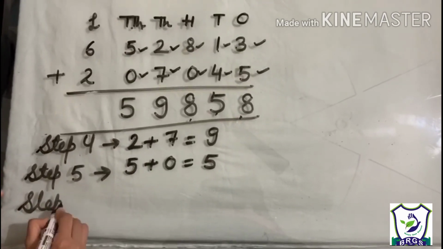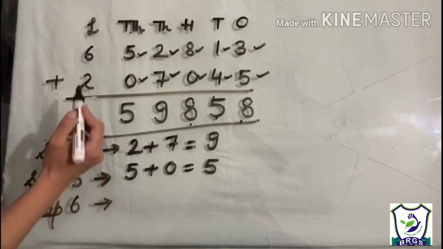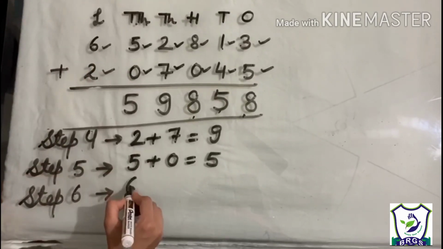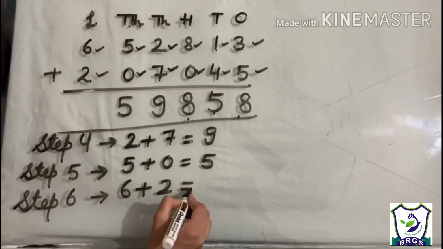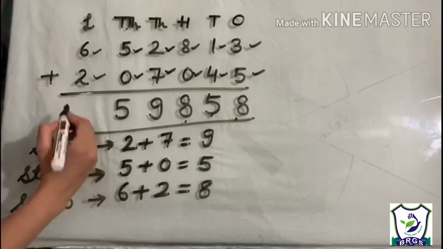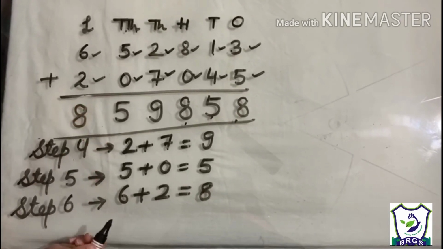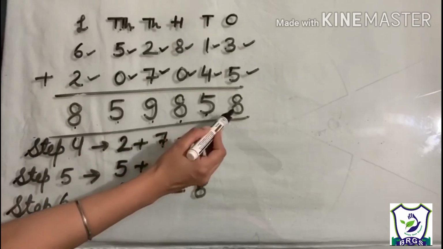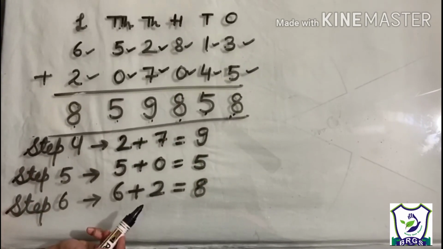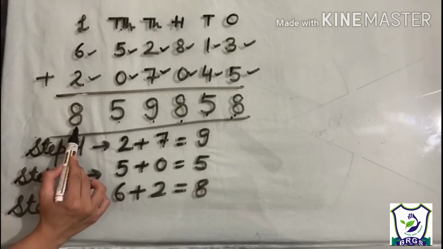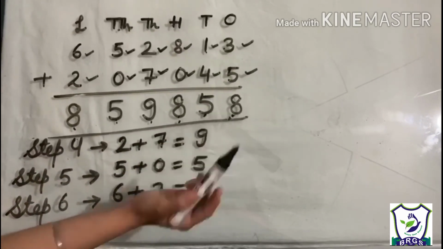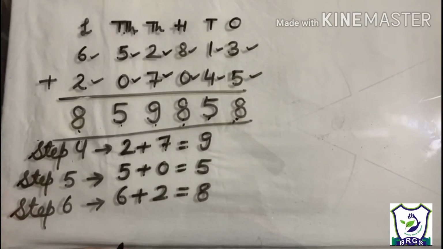Step number 6 is you have to add the lakhs. Lakhs are the 6 and 2. So add 6 plus 2, which is equal to 8. Okay. So write 8 in the lakhs column. So this one is 8, 5, 9, 8, 5, 8. This is your answer. 8,59,858. This is your answer.